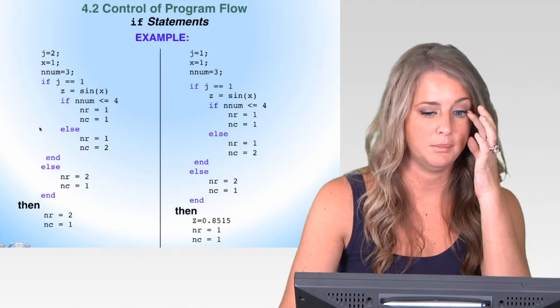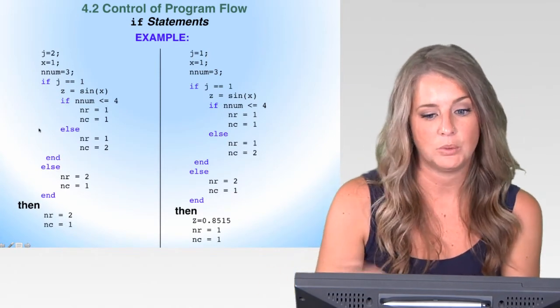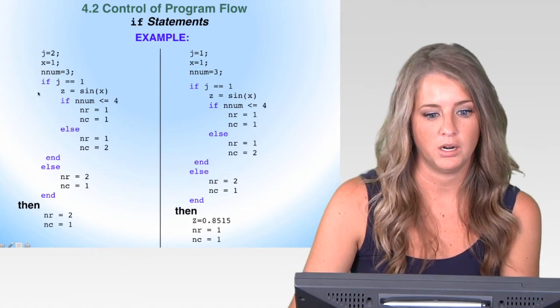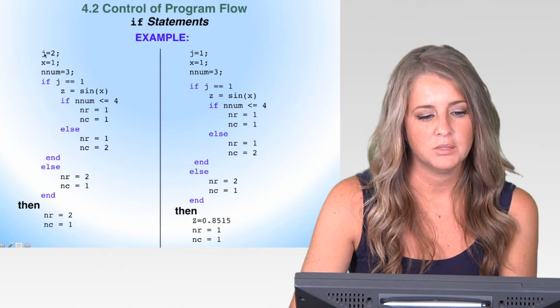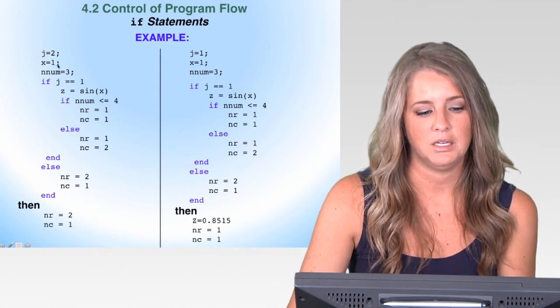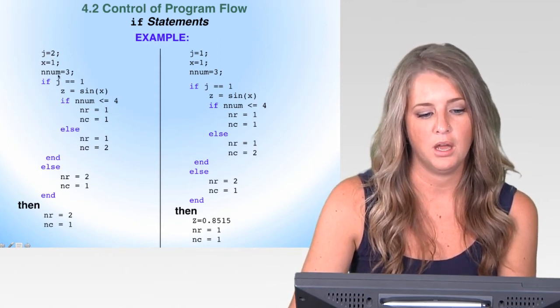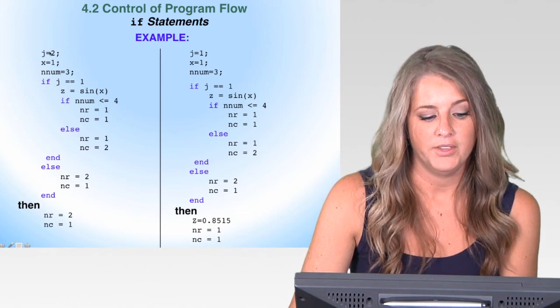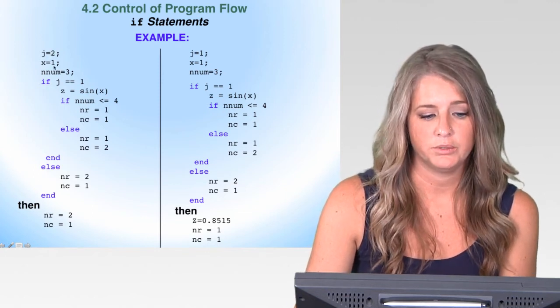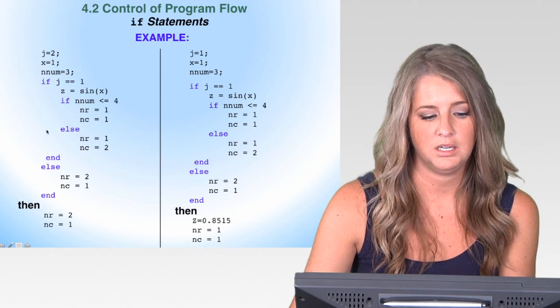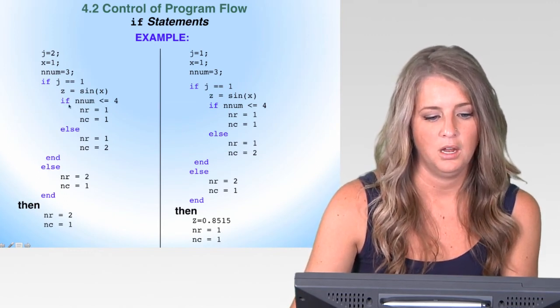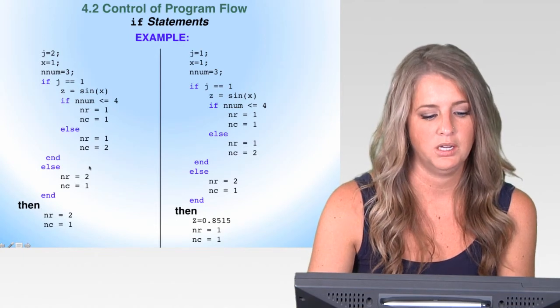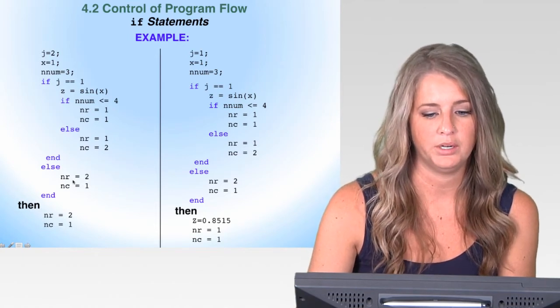So here's a couple of examples. You can enter this into MATLAB if you want. I'll be doing this example in the next video where I use MATLAB to demonstrate the concepts from this chapter. So let's say we have j is equal to 2 and x is equal to 1, and then num is equal to 3. In this case, because j was equal to 2, none of this here gets evaluated. It just goes right to the else statement, because j was not equal to 1, and so then this would be our output here.